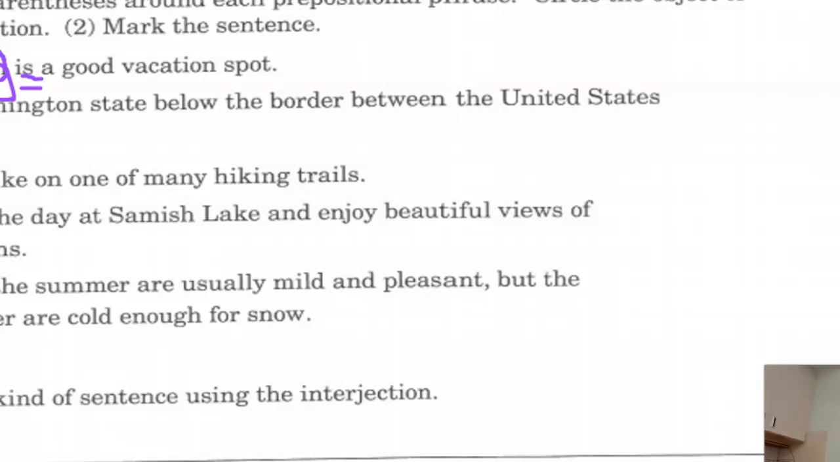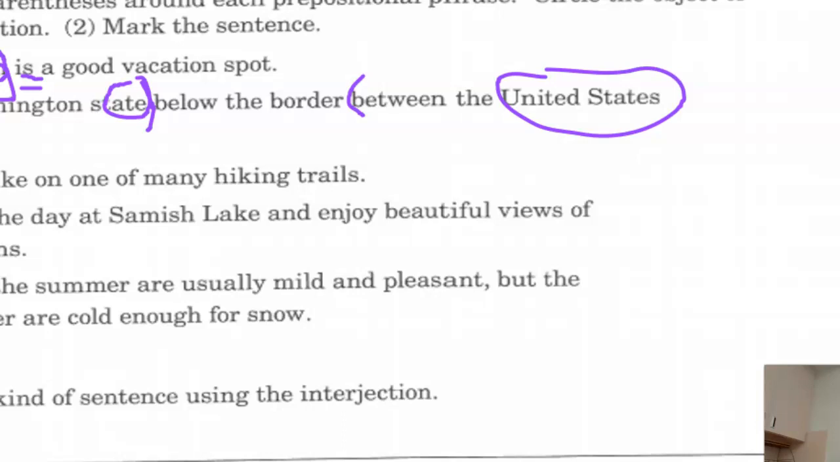All right, so let's begin to talk about what this should be. Bellingham is in Washington State, below the border between the United States and Canada. Our prepositional phrase should have been in Washington State and then between the United States and Canada. So state would be circled, and United States and Canada would both be circled.